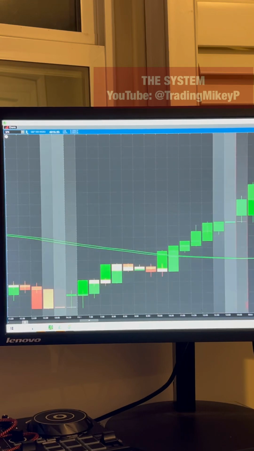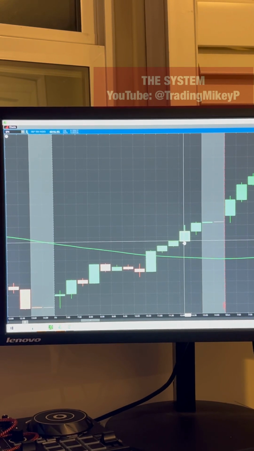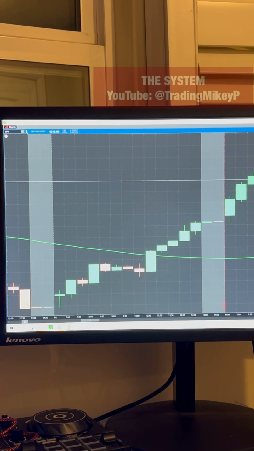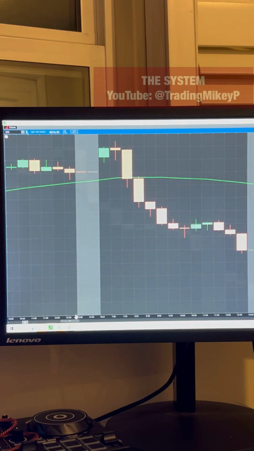As price goes above the 50 SMA, it's just the opposite. The market is going up. The bulls are in control. Okay, so that's the first indicator that you need to use.